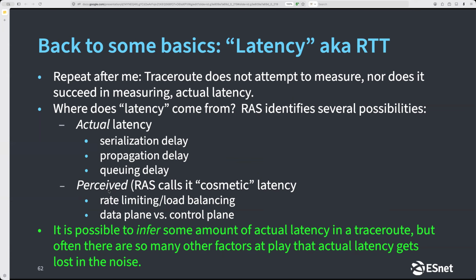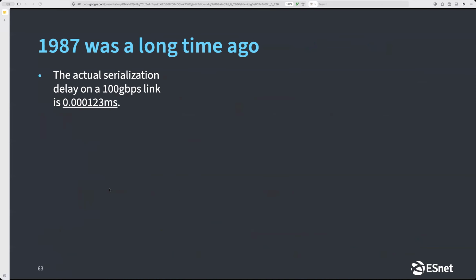And then we have a bunch of things that are cosmetic latency or perceived latency. So again, it's important to understand traceroute does not attempt to measure, nor does it succeed in measuring actual latency. It doesn't measure the actual football field. It walks around the stadium. So it's possible to make some inferences about latency, but you have to be very careful how you do that.